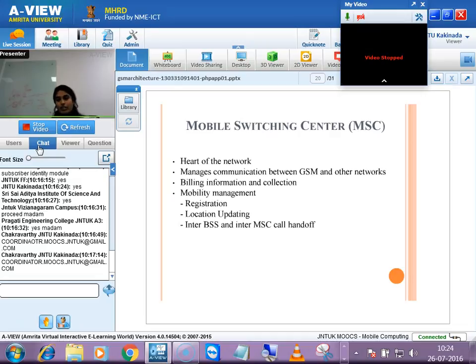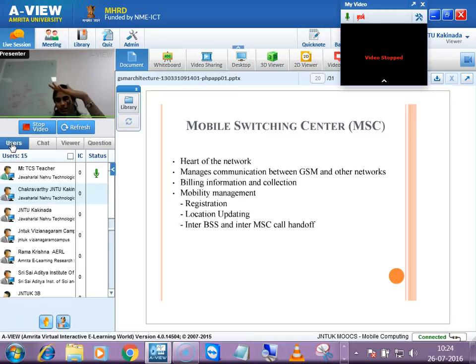But whenever you are calling some other person, suppose under an MSC you have three BSS, base station subsystems. Whenever you call, you may not be calling a person under the same BSS; you may be calling some other person under a different BSS but under the same MSC. The destination user will be under a different base station subsystem, but under the same MSC. So that is called inter BSS.